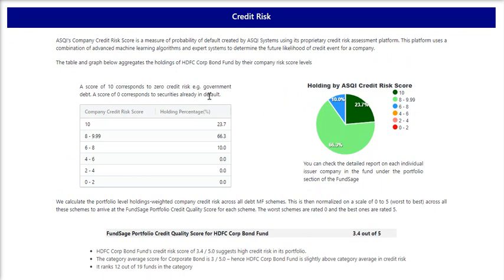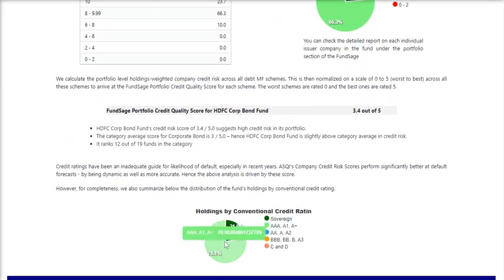In some depth, then we can study credit risk, which is at ASCII, we don't believe that credit ratings do adequate justice to the true credit risk of a company. So we evaluate companies on their probability of default and hence give them a credit risk score of between 0 and 9.99, 10 being the government debt. And this is what is summarized here. We also show the conventional credit rating split by the companies for the fund's portfolio. This fund rates 3.4 out of 5 and category rank of about 12 out of 19.